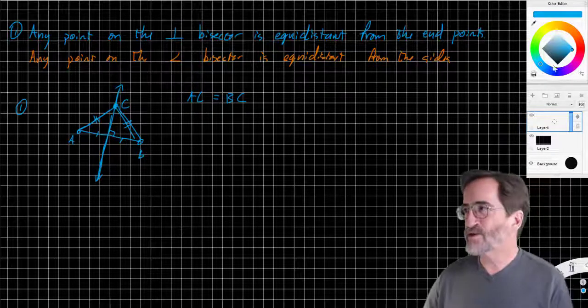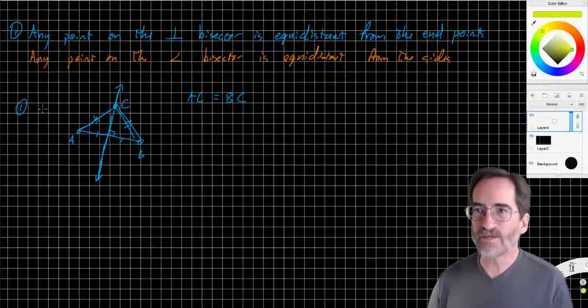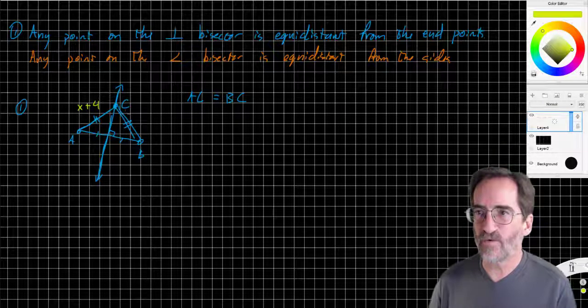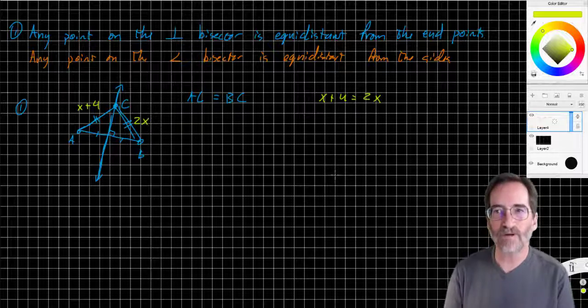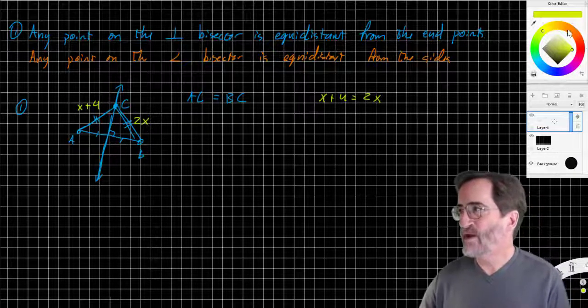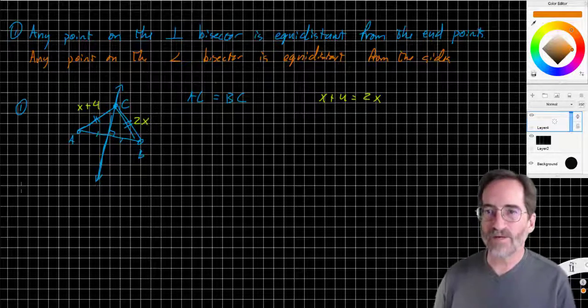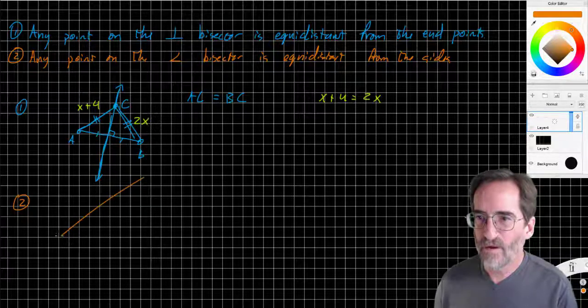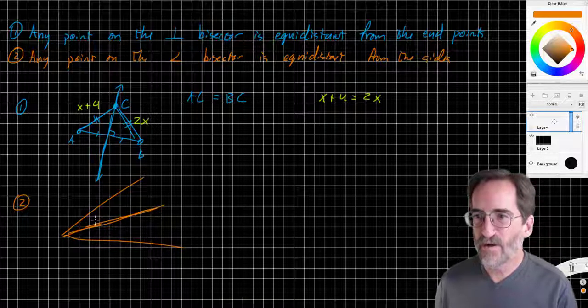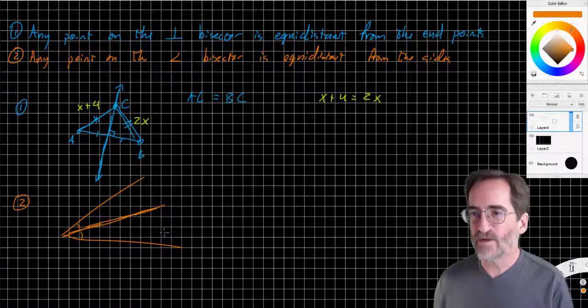Okay? And so we might see it in a problem like this, where we're told this is x plus 4 and this is 2x. We would say then x plus 4 equals 2x, and we would solve for x. All right? Okay? And case number 2, let's say we have an angle bisector here. So we have some angle, and an angle bisector. So this is congruent to this.